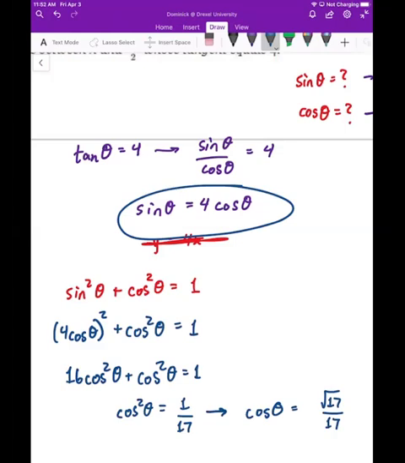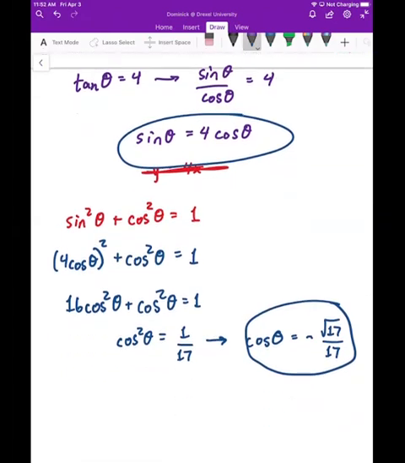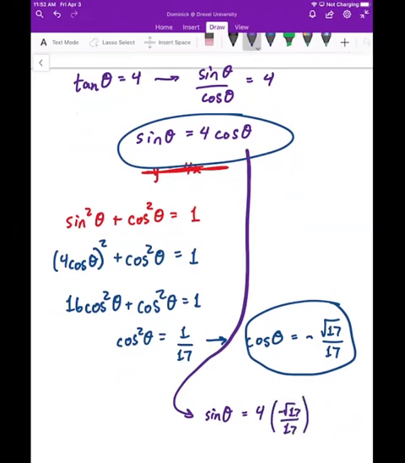Now, again, we said that cosine was negative, so I better put a negative there. So we have that our cosine is negative square root of 17 over 17. But now we can use this relationship again. We know that sine of theta is take your cosine of theta and multiply it by 4. So sine of theta is 4 times negative square root of 17 over 17. So my sine is negative 4 square root of 17 over 17. So given only tangent, we were able to find both cosine and sine here.